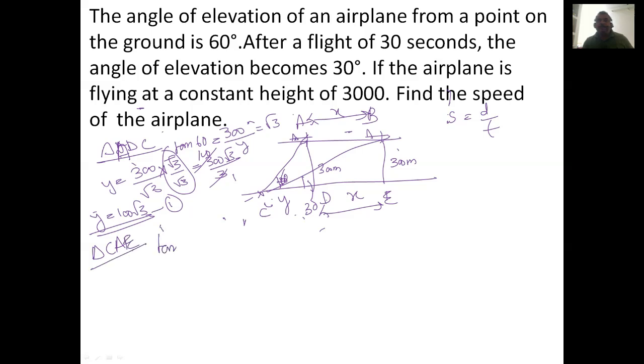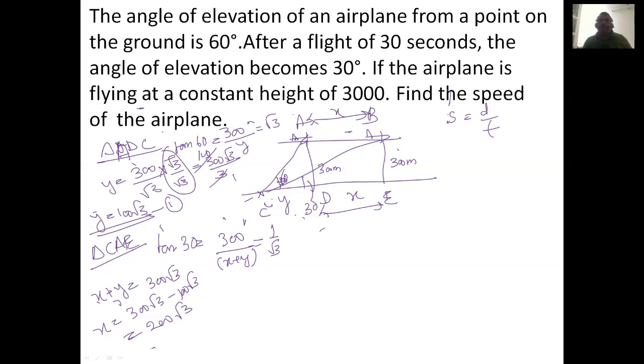we get tan 30 is equal to 300 upon x plus y, and tan 30 is equal to 1 upon root 3. Thus, cross multiplying, we get x plus y is equal to 300 root 3. Therefore x is equal to 300 root 3 minus y, and we know the value of y is 100 root 3. So it becomes 200 root 3. And the value of 200 root 3 is equal to 200 into 1.732.